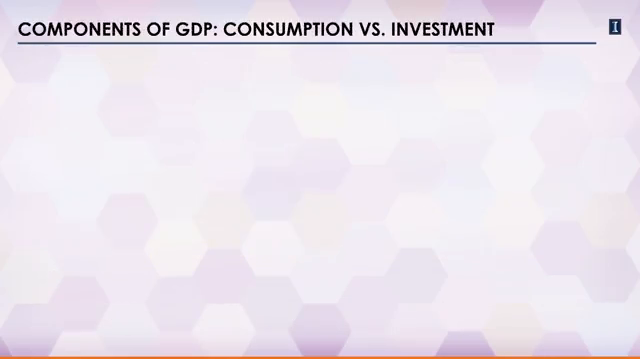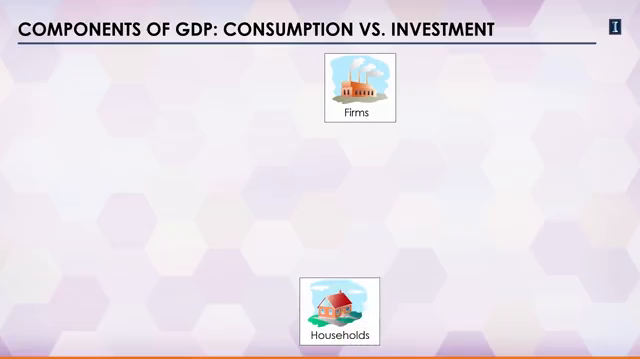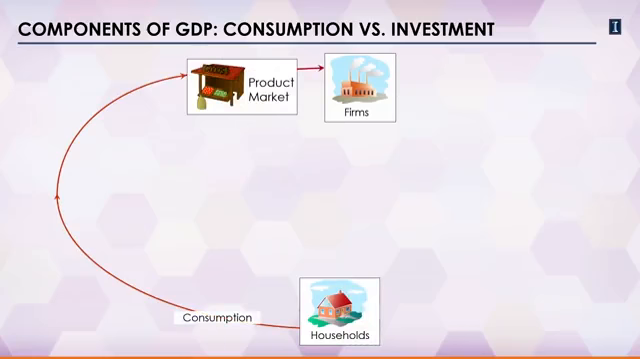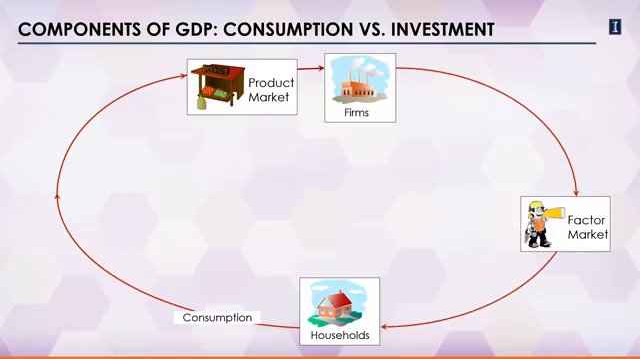Let's first focus on consumption versus investment. For this purpose, let's go to the model we developed in Module 1. We said that firms produce goods and services, sell them to the households, and households spend their money on those goods and services, which we call consumption or household expenditure, and that goes through the product market. Households buy goods and services in the product market, and the money ends up with the firms. The firms produce goods and services using labor, capital, and other factors of production, and for that they have to pay households. That we called income, and that works through the factor market.